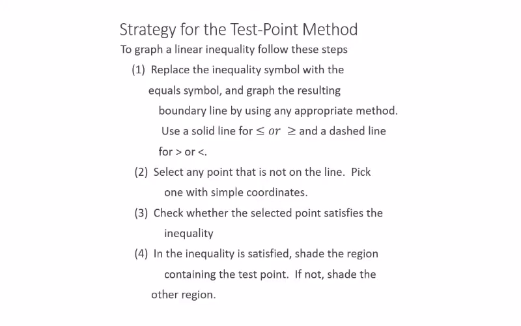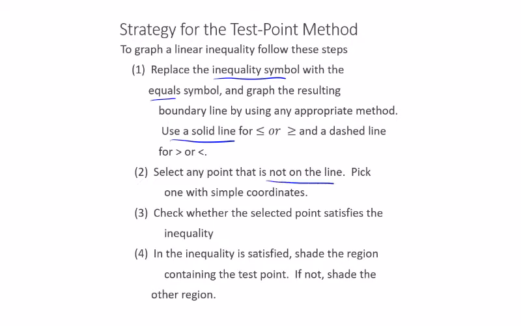All right. So we're going to learn about the test point method, which is another way to figure out if you shade above or below. Basically, in this case, what you do is you replace an inequality with the equal symbol, and you graph. Same thing with the solid line or dashed line, and then select any point that's not on the line.